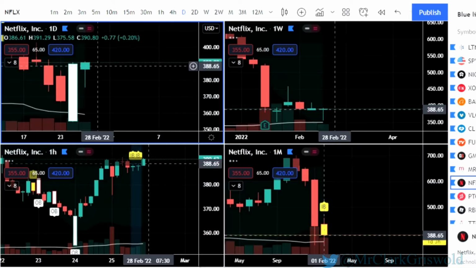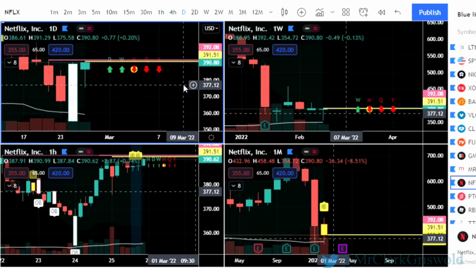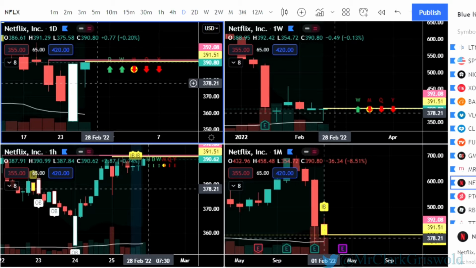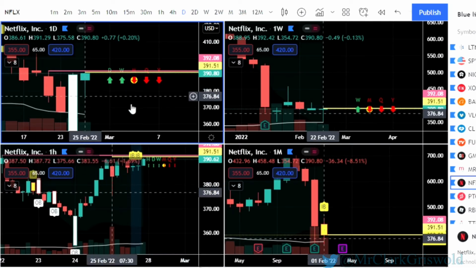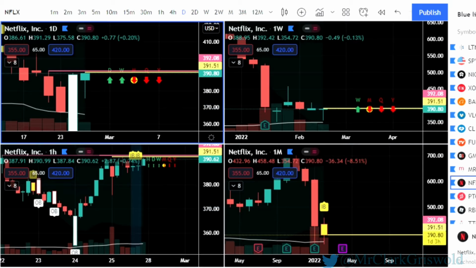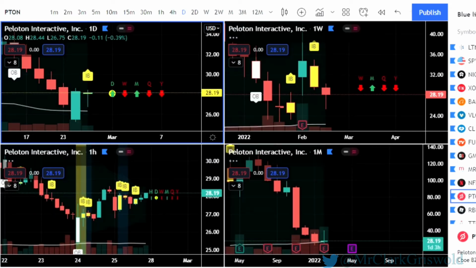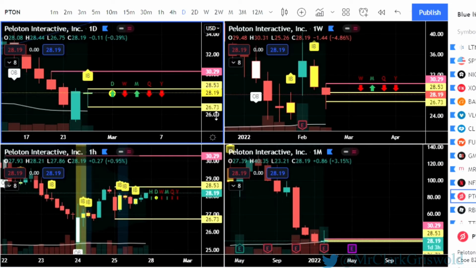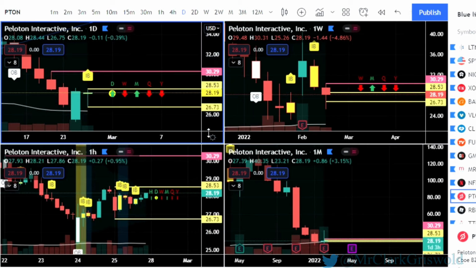Netflix is a big hammer candle right here. It's a bullish pattern, so we'd be looking for a continuation here with this hammer candle. So we'd be looking for calls at 391.51. Hammer candle is a bullish pattern. I can't remember if I said that or not, but hammer candles are bullish patterns. The opposite, when your big block is at the bottom, that's a shooter candle and it's a bearish pattern.